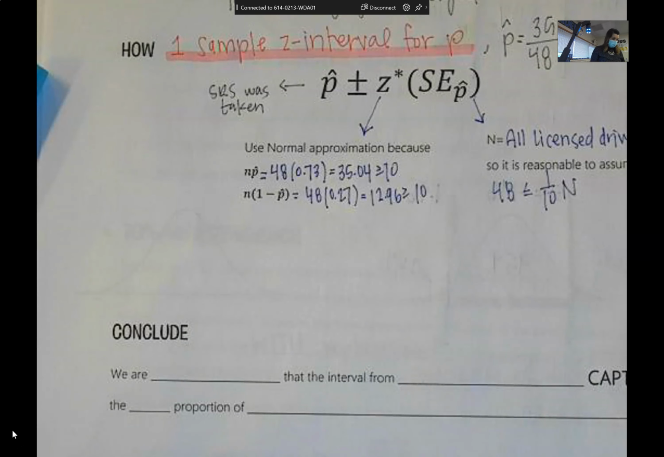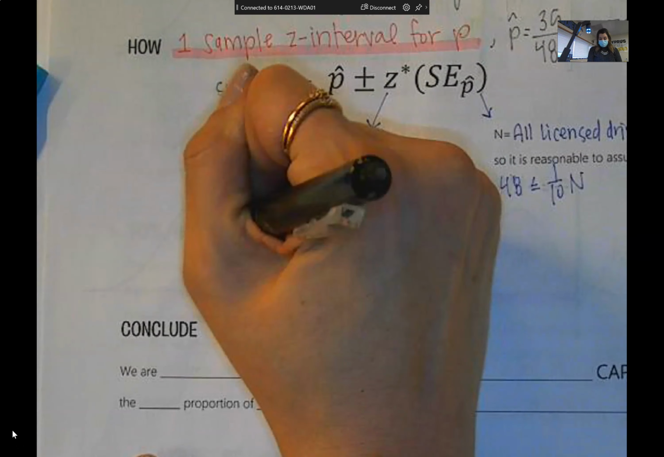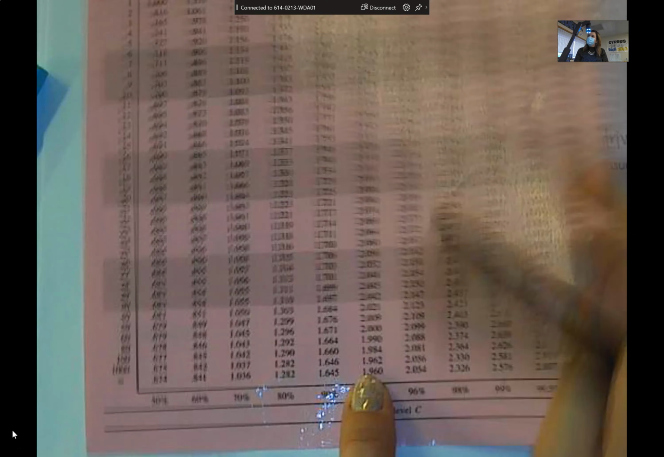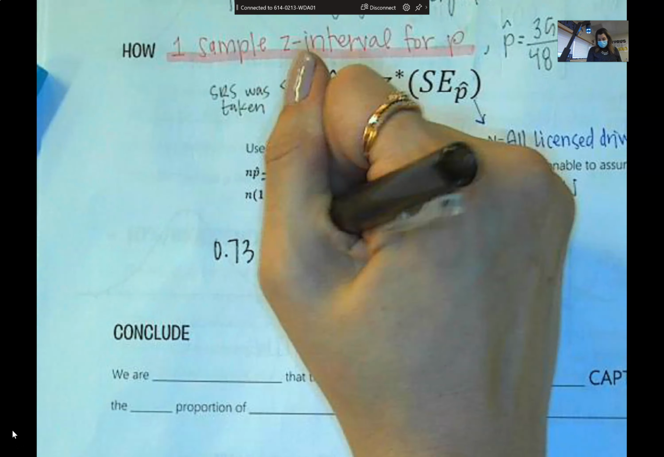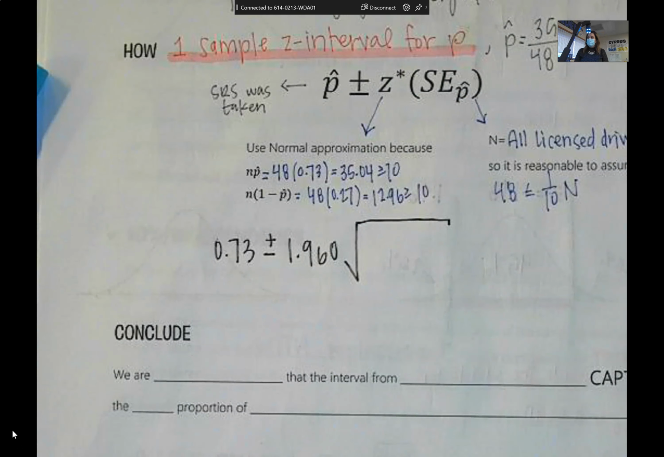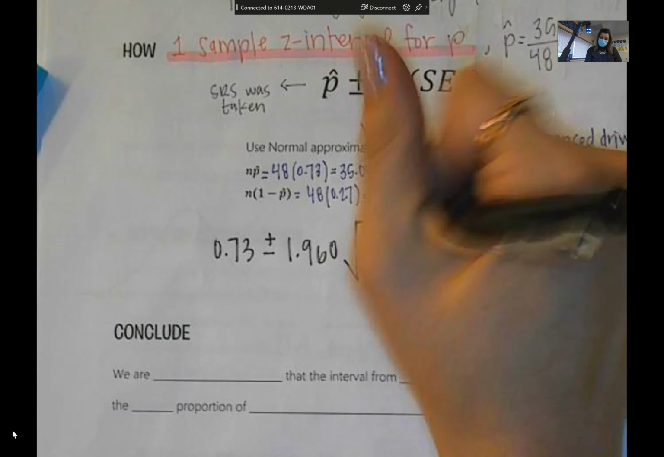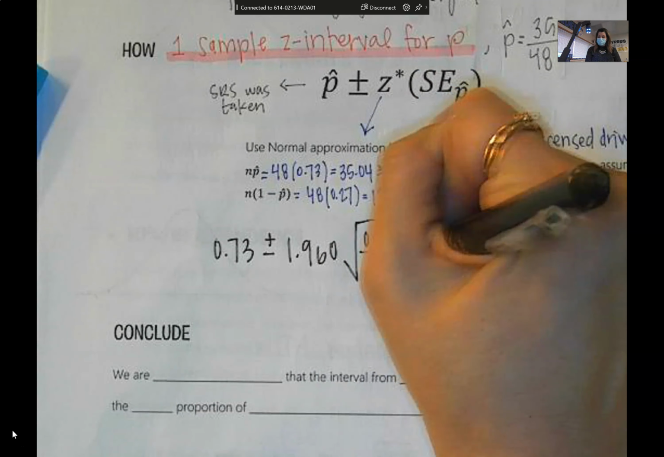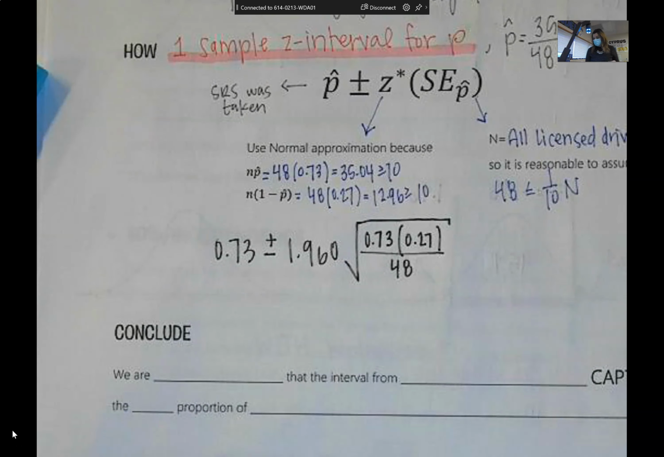So right here, I make my confidence interval. So I say 0.73 plus or minus. My Z critical for a 95% is 1.96. And then I'm just going to make the big old root thingy. So this is 0.73 times 0.27 all over 48. And then I just plug that into my calculator exactly like that.